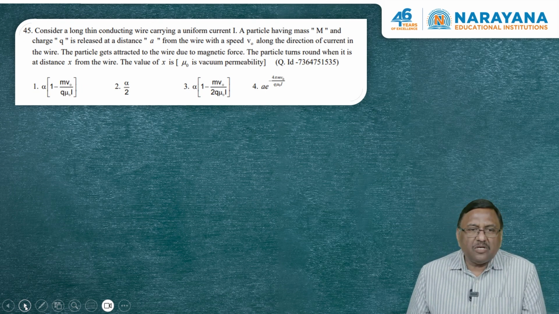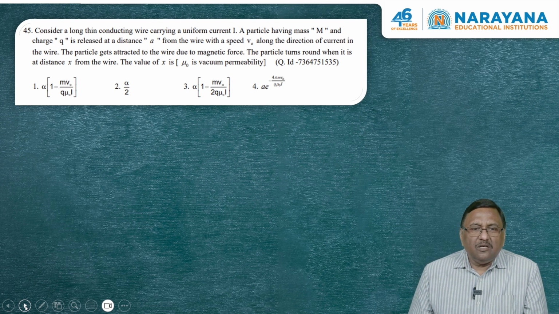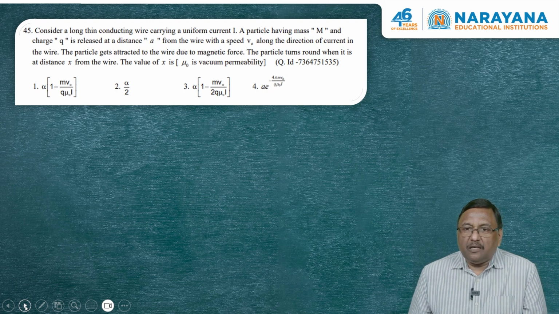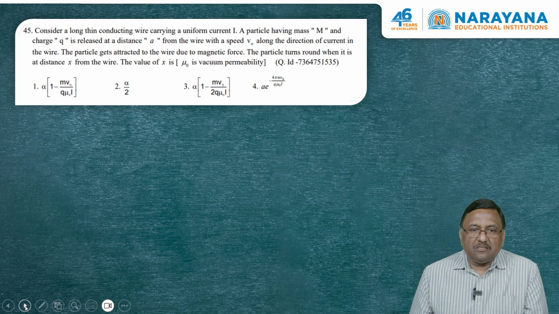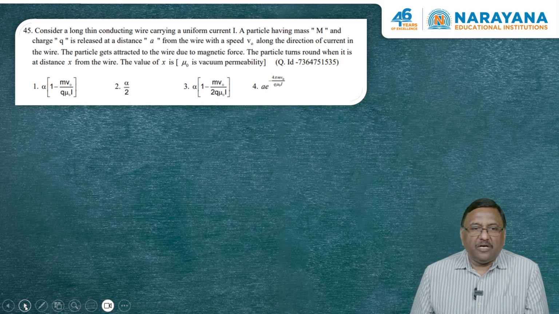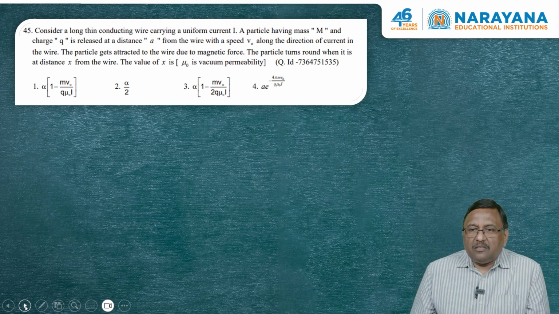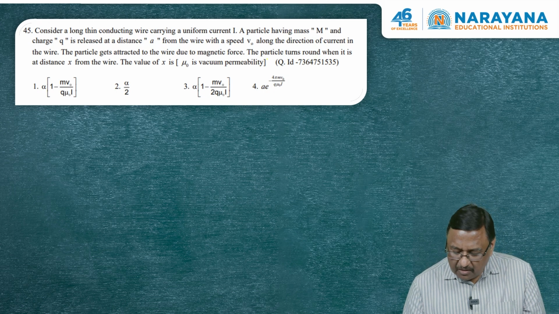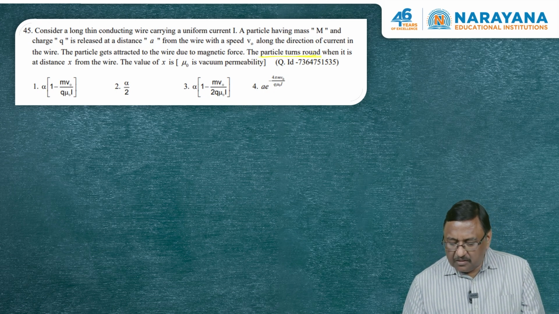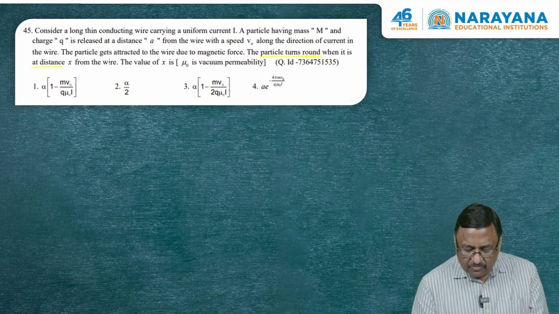Here we are saying, consider a long, thin conducting wire carrying a uniform current I. A particle having mass m and charge q is released at a distance a from the wire with a speed v0 along the direction of current in the wire. The particle gets attracted to the wire due to the magnetic force, very obvious. The particle turns around when it is at a distance x from the wire.